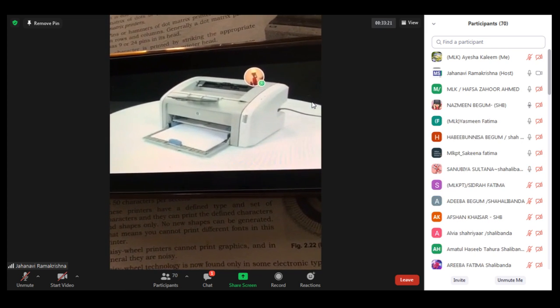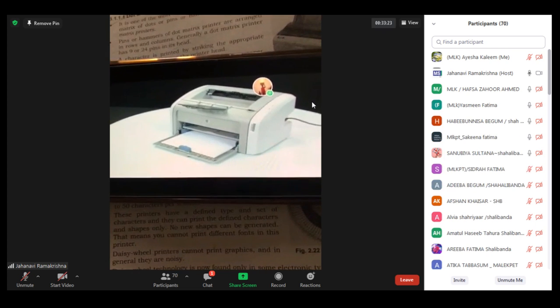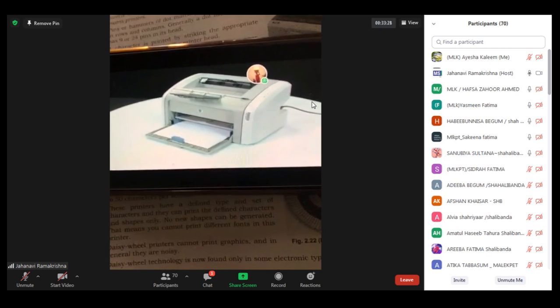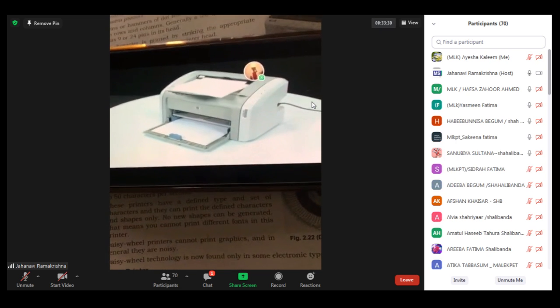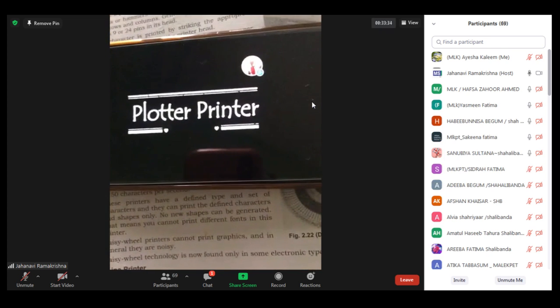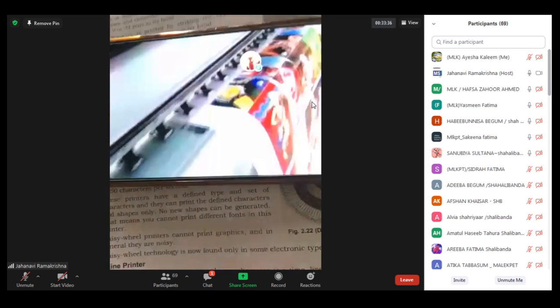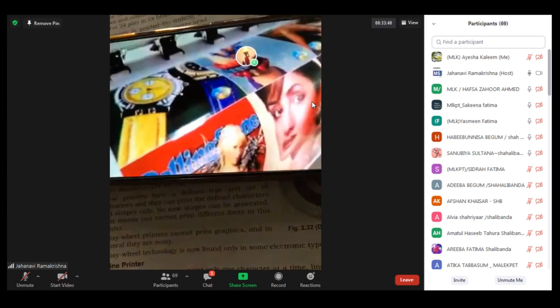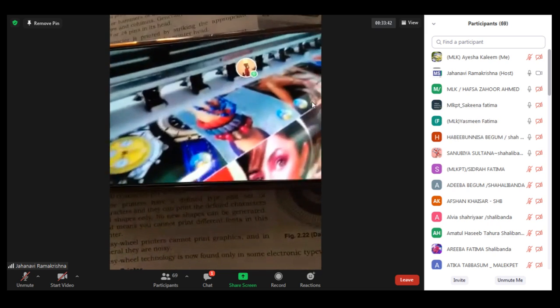This is a modern printer, ma'am. Yes, this is the modern printer which we are using. You could take the laser printer as an example, and you have a plotter, which is again a category of printer. It is used entirely for graphics or some sort of pictures. This is what you call plotters.